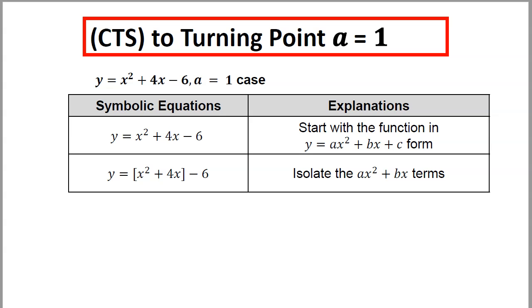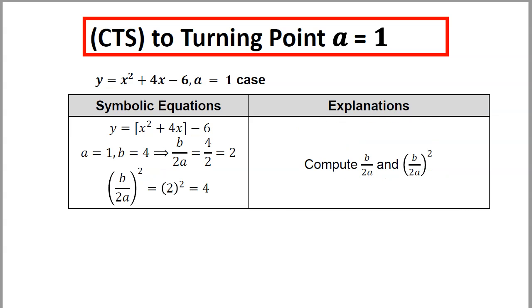We start with our function and then we isolate the ax squared plus bx terms. We just simply put brackets around them. The square brackets are just isolating them. It's not changing any values. Now we'll compute b over 2a and b over 2a squared. Here b is 4, so b over 2a, because a is 1, is 2, and 2 squared is 4.